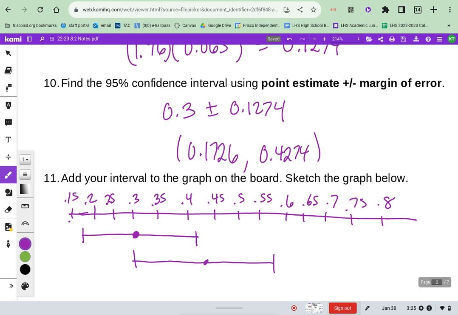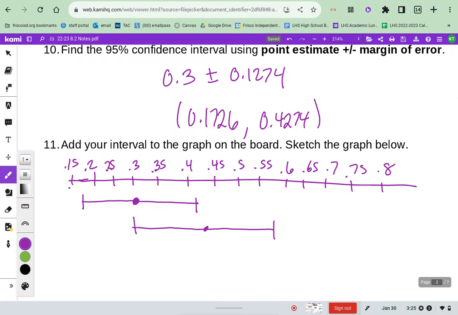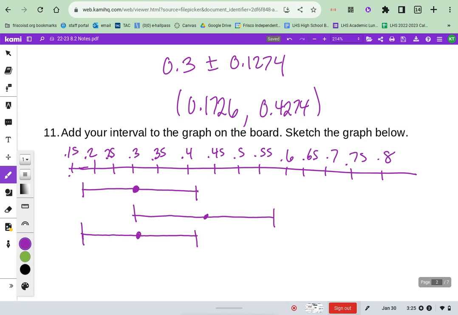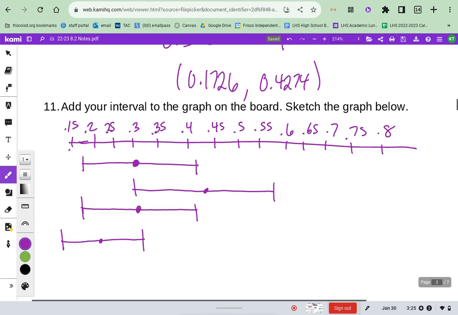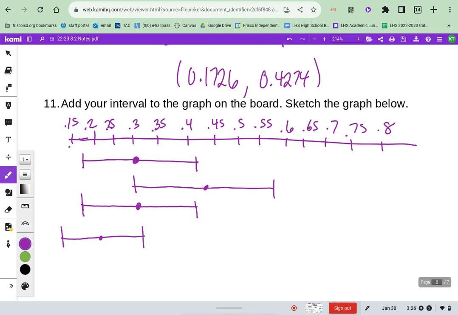Okay. How about you guys? What did you guys get? 0.156 to 0.404. Okay. Can someone call out another one? 0.09 and then 0.31. Okay. Any others? 0.208 to 0.471. Okay.